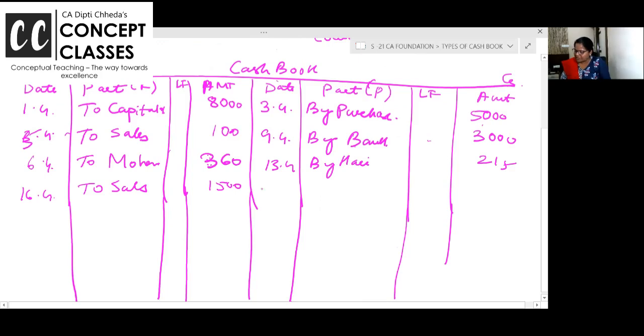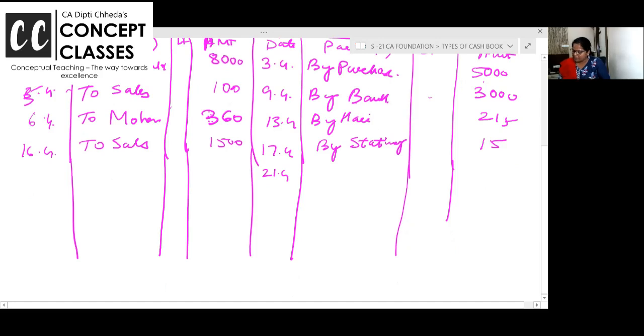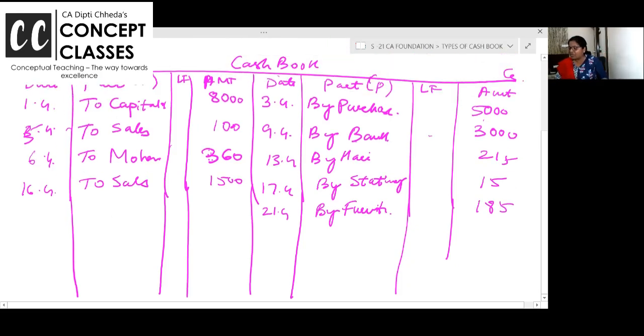Paid for stationery. So cash is going out and stationery account is debited as it is our expense. 21st of April, one more payment. Paid for furniture. Journal entry, it's a capital expenditure. Furniture is a real account, debit what comes in and cash is going out. So furniture account debit to cash. So on the credit side of cash I am writing by furniture.